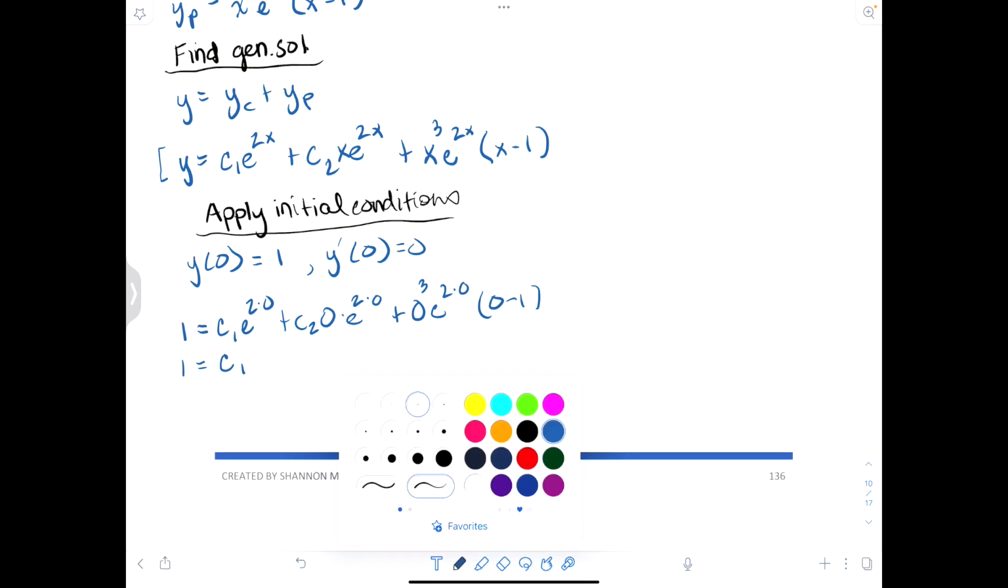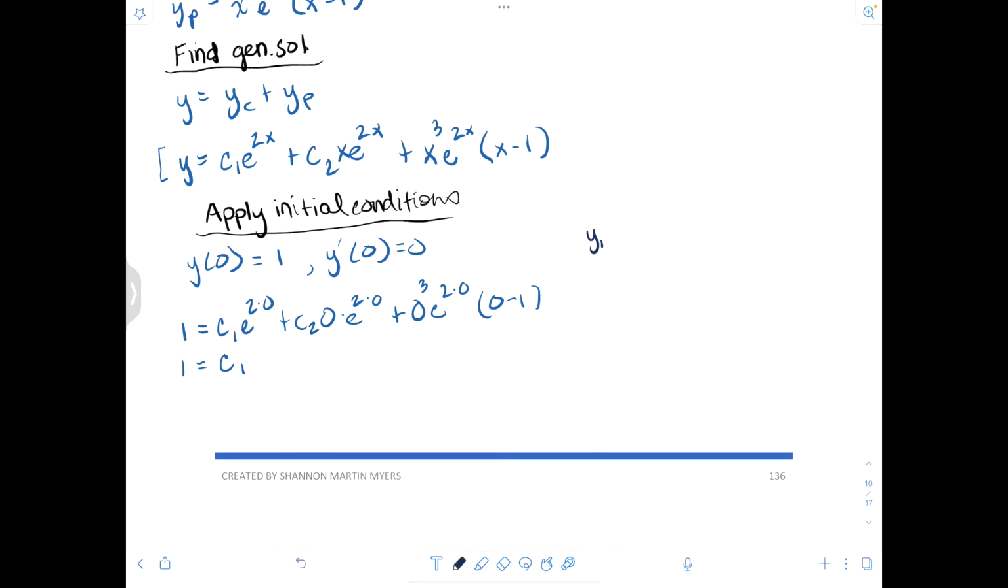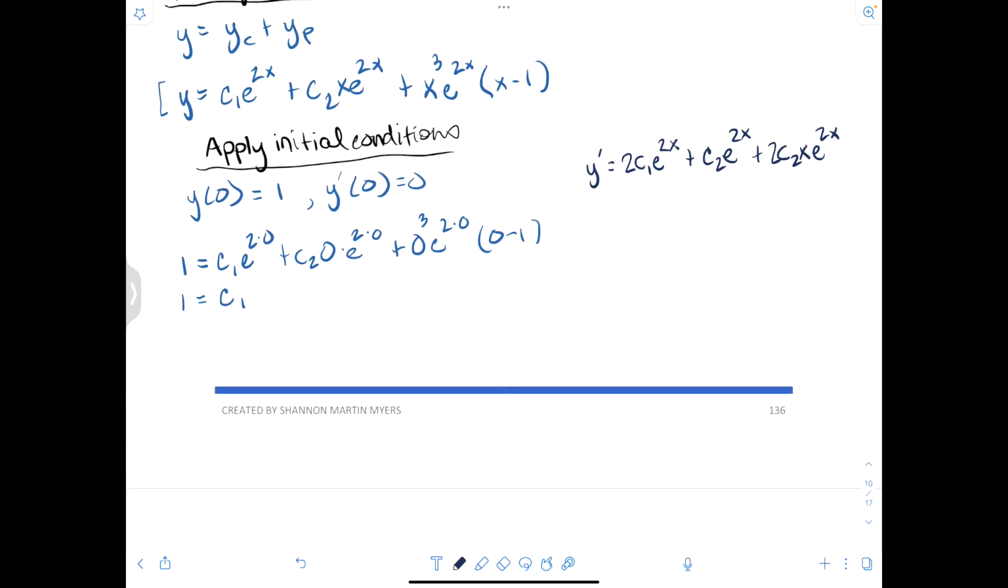Now we need to find y prime, right? We don't have it. So y prime is going to be 2c1 e to the 2x plus c2 e to the 2x plus 2c2 x e to the 2x, and then the last term, doing one at a time, we'll have plus 3x squared e to the 2x times x minus 1 plus x cubed times 2 e to the 2x times x minus 1 plus x cubed e to the 2x times 1.